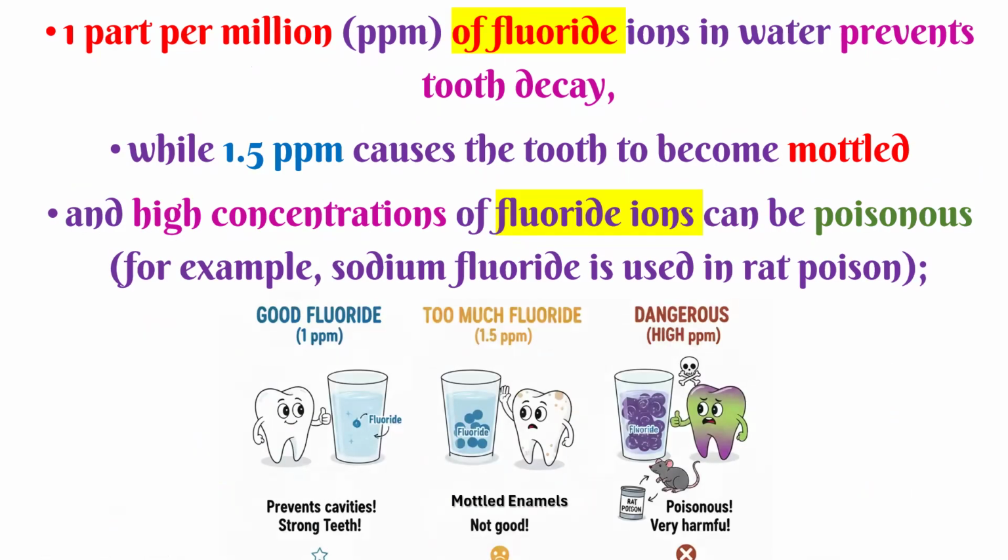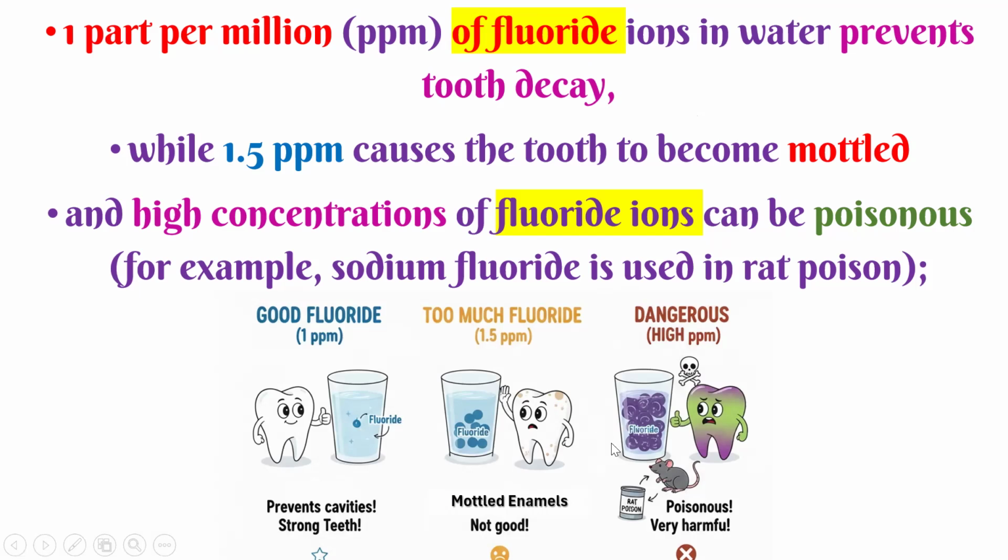Another example is fluoride, like in fluoride toothpaste. One part per million, that is 1 ppm of fluoride ion in water, prevents tooth decay. So how much fluoride should be there? Only 1 ppm. This will prevent tooth decay. But if it is about 1.5 ppm, too much fluoride, it will mottle the enamel. So that is not good for our teeth.